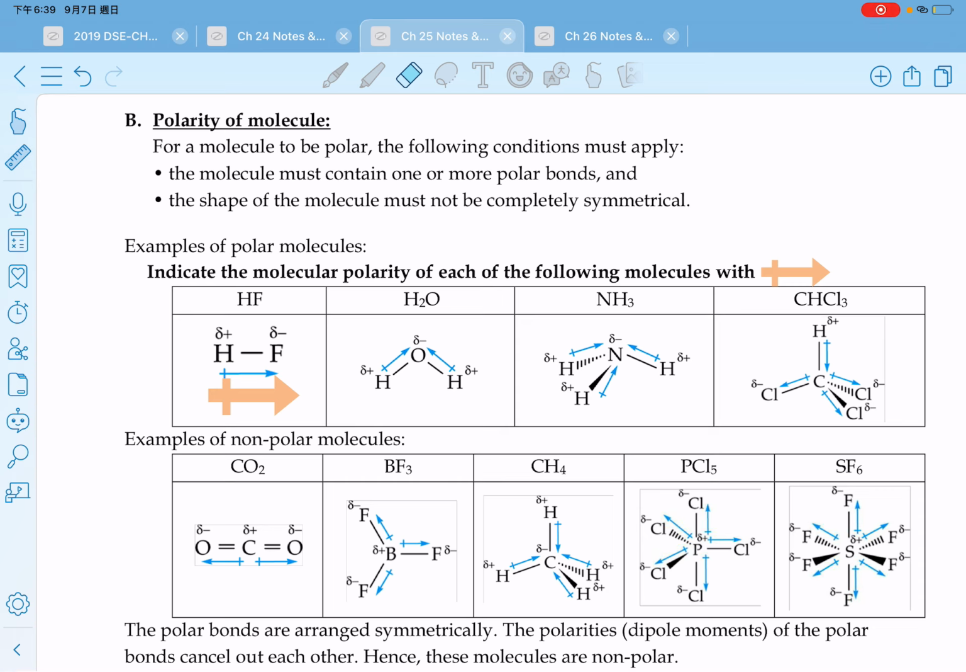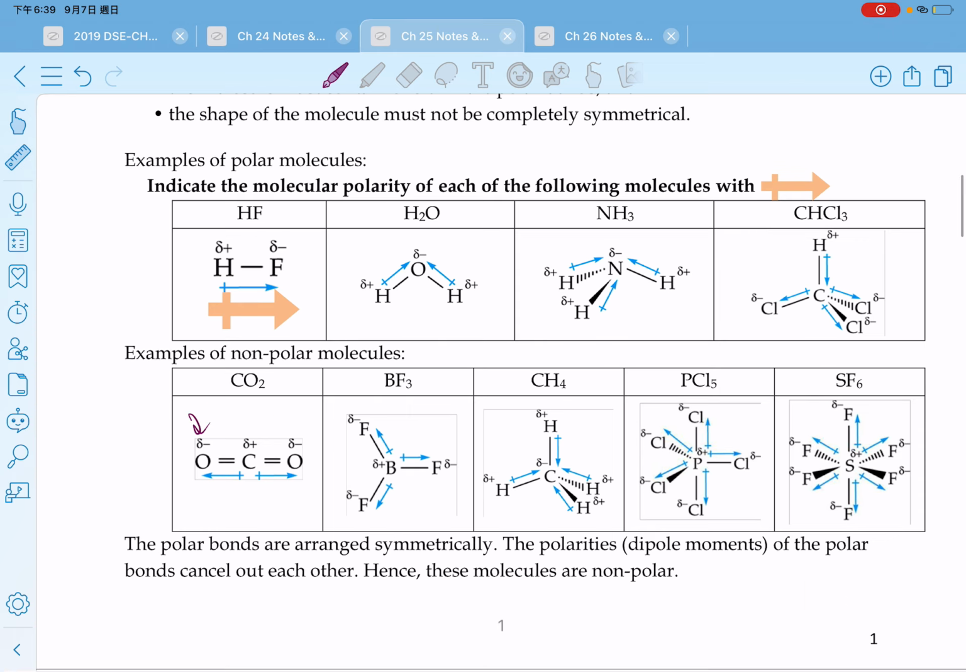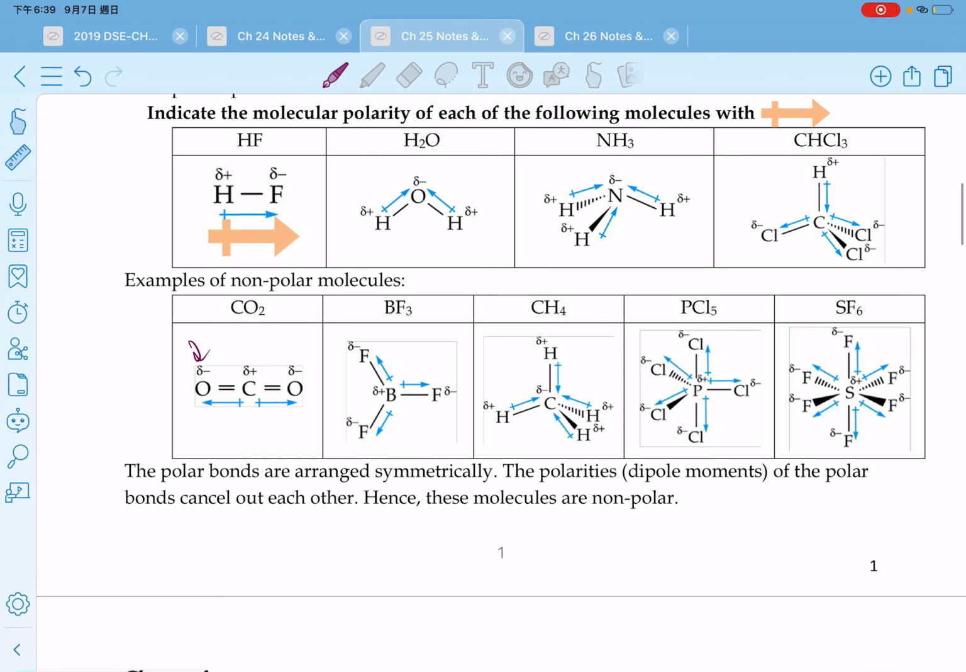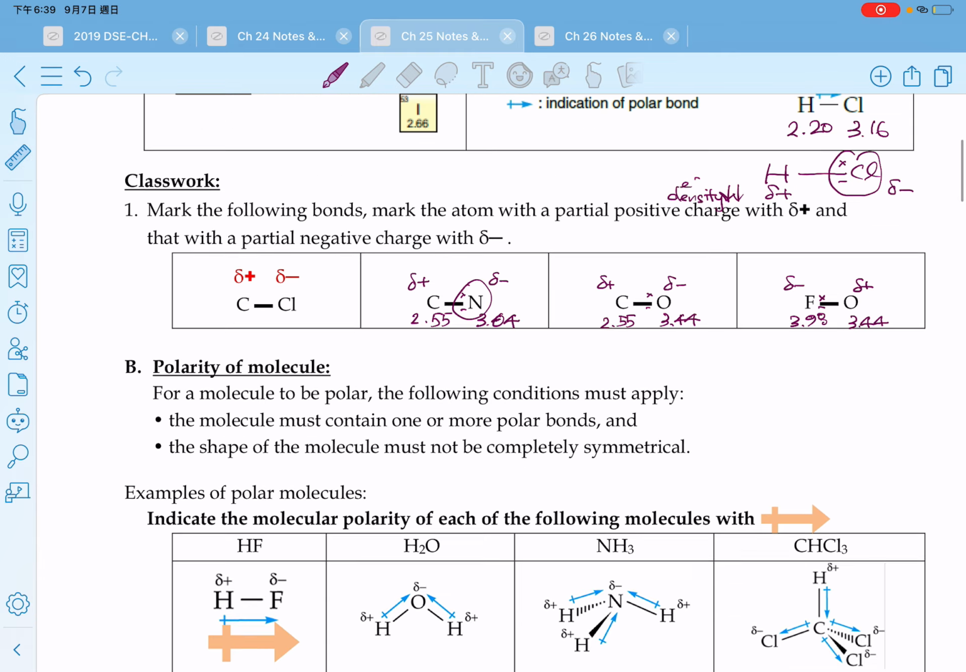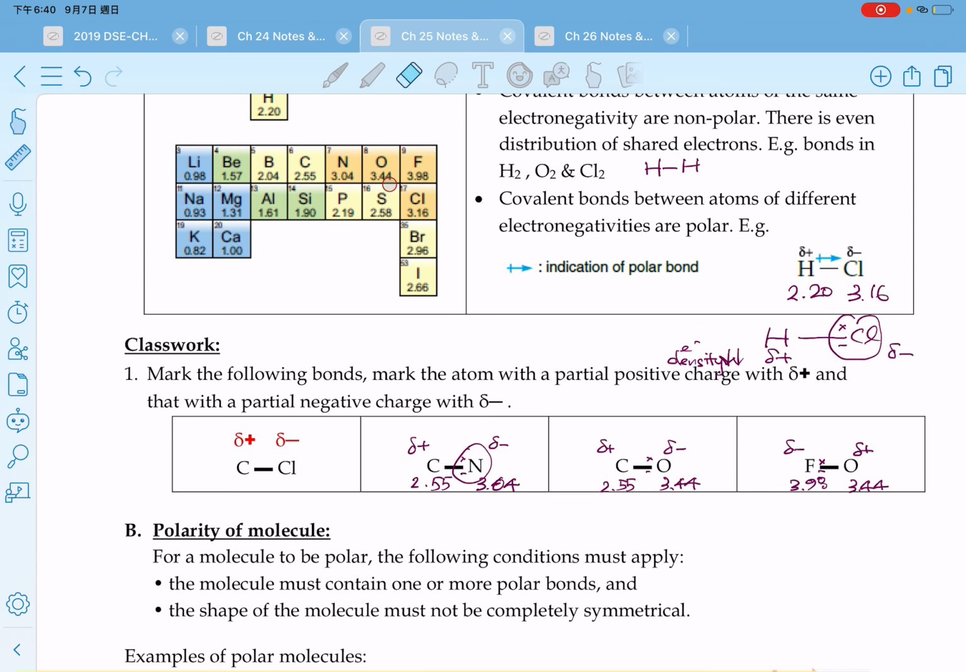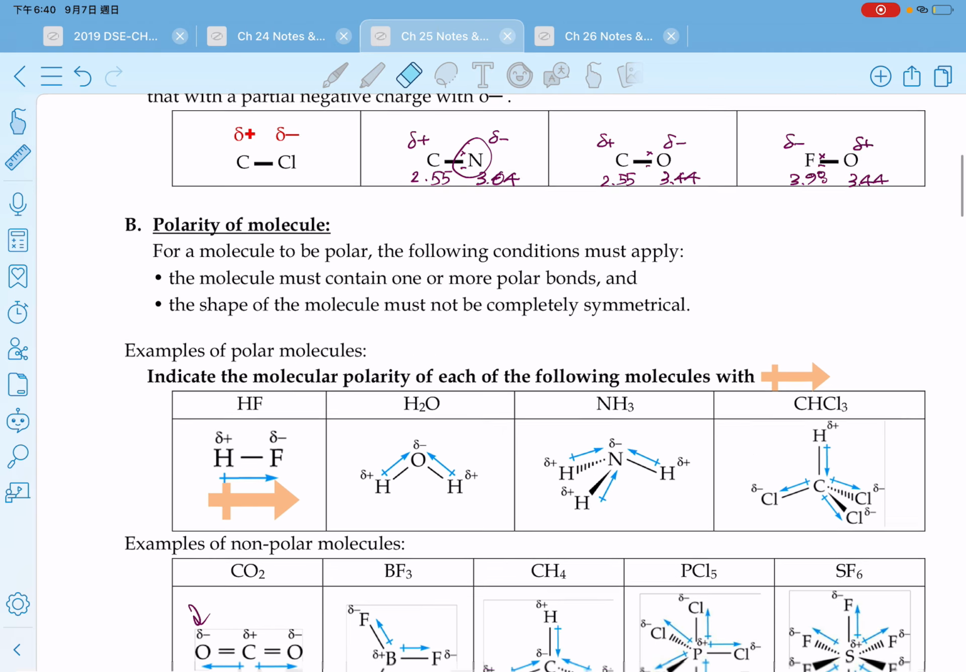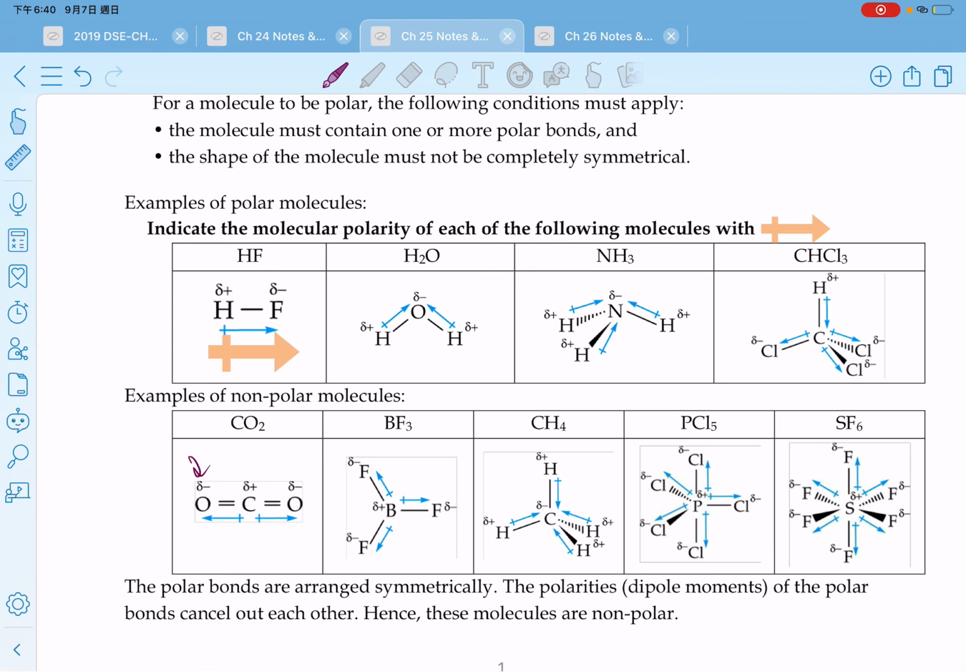So let's take a look at carbon dioxide, CO2. You can see oxygen has a higher electronegativity. According to the values, it is 3.44, while carbon is 2.55. That means here 3.44 and then 3.44, while carbon is 2.55. However, because it is symmetrical, the shape of carbon dioxide is linear.